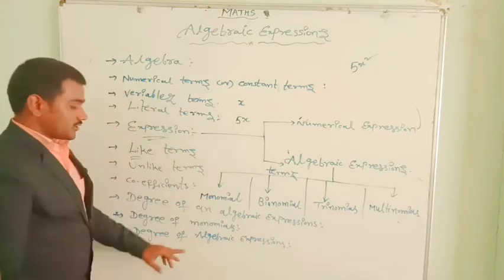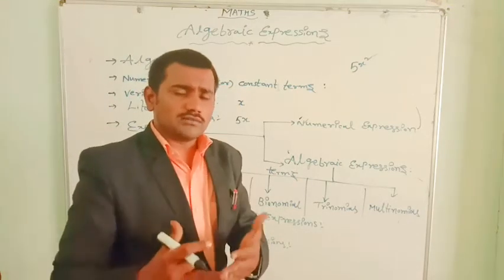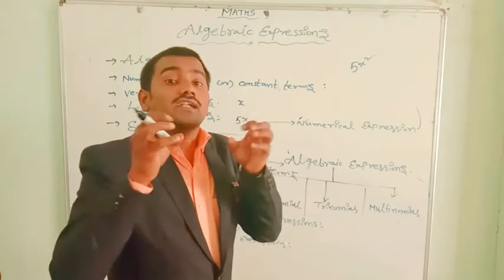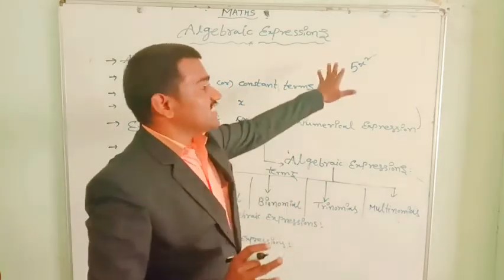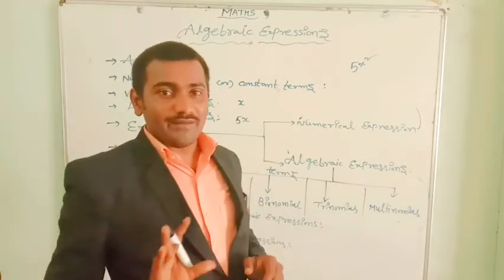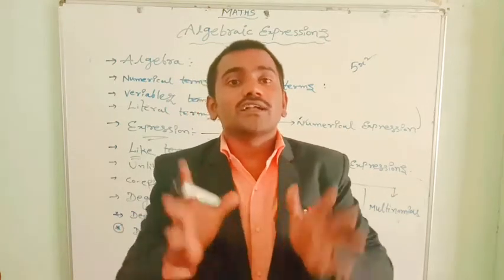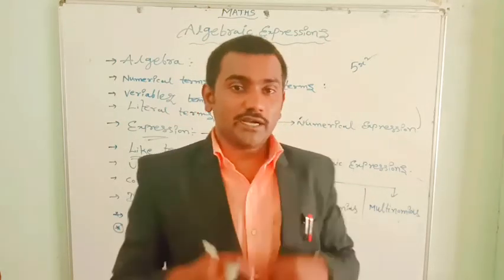Degree of an algebraic expression. An algebraic expression may contain 2 terms, 3 terms, 4 terms, whatever. How to count the degree? If it is only a single term, we add all the exponents and we get the degree of the monomial. If it is a binomial, trinomial or multinomial, how do we tell the degree of that algebraic expression? Let me tell you that.